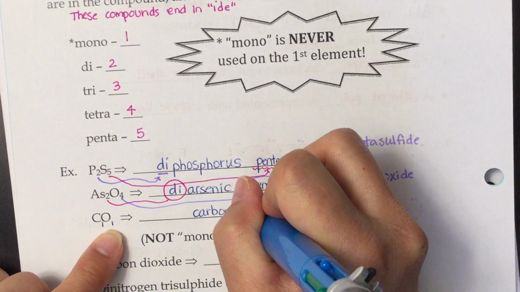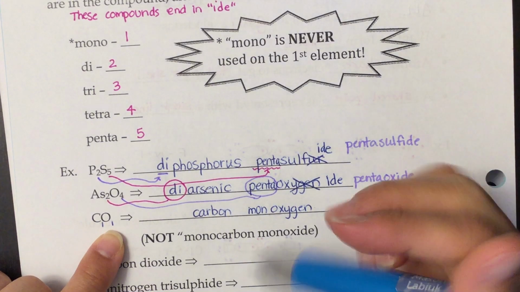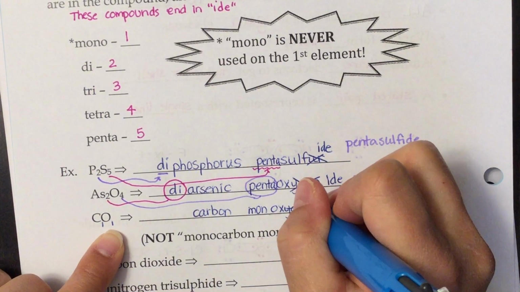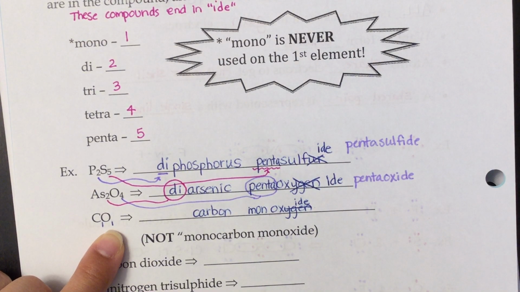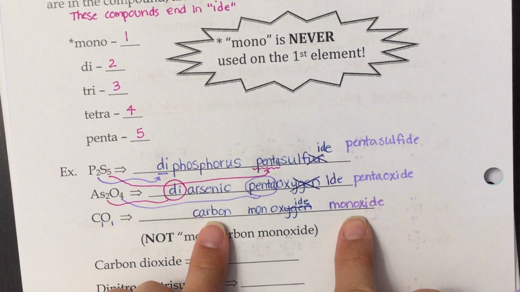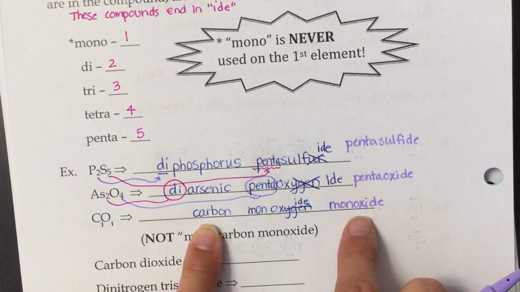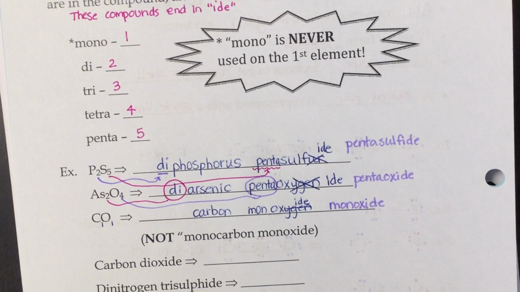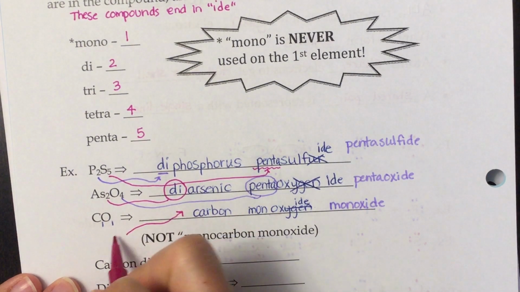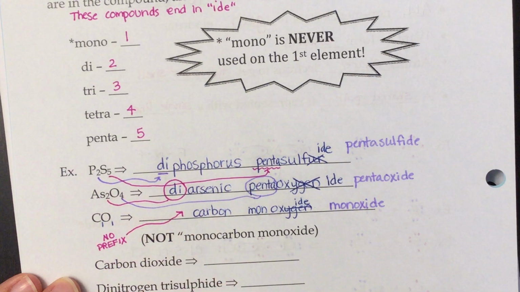So carbon, mon, O is right there. We don't have 2 O's next to each other. And then we change the ending, IDE. Okay, so this would be monoxide. Oh, look at that. Something you've heard before. Carbon monoxide. CO, carbon monoxide. That's how it gets its name. Okay, so notice how there is no prefix here. Okay, right on. So that's how you name them from their formula, okay?